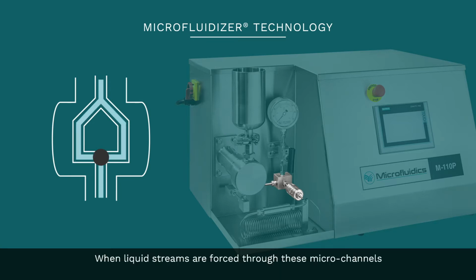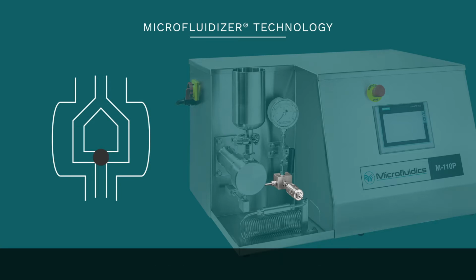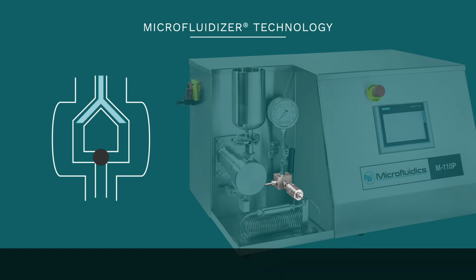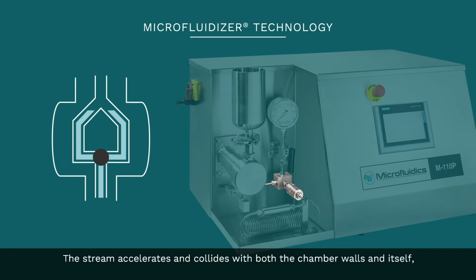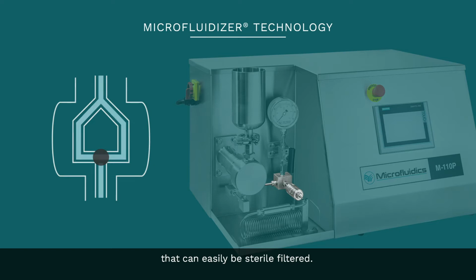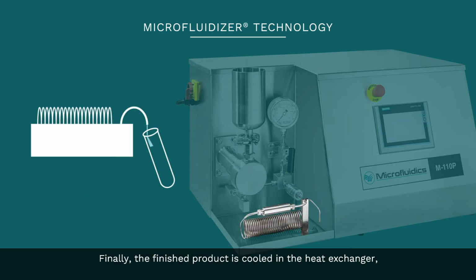When liquid streams are forced through these microchannels, it results in extremely high velocities of up to 500 meters per second. The stream accelerates and collides with both the chamber walls and itself, generating three types of forces: shear, impact, and energy dissipation. These forces disrupt cells and create the fine nanoemulsions that can easily be sterile filtered. Finally, the finished product is cooled in the heat exchanger or outlet cooling coil to control the temperature of the sample.